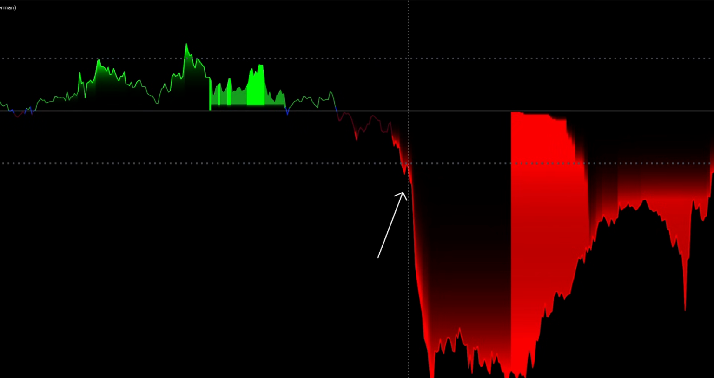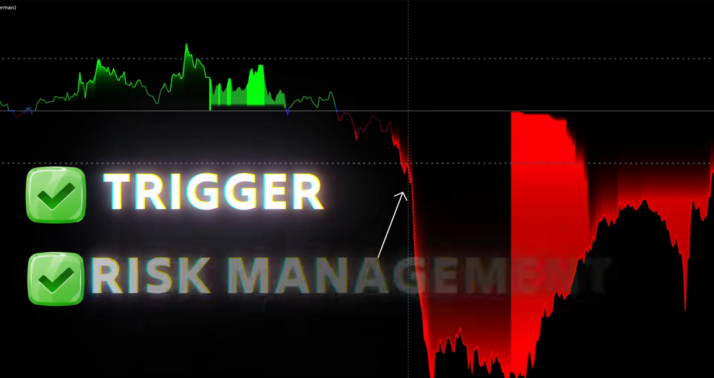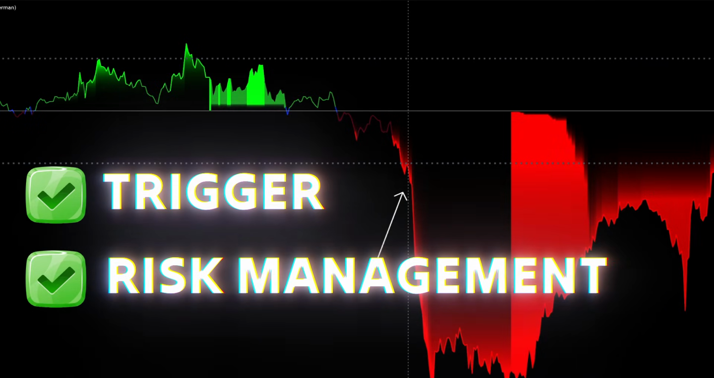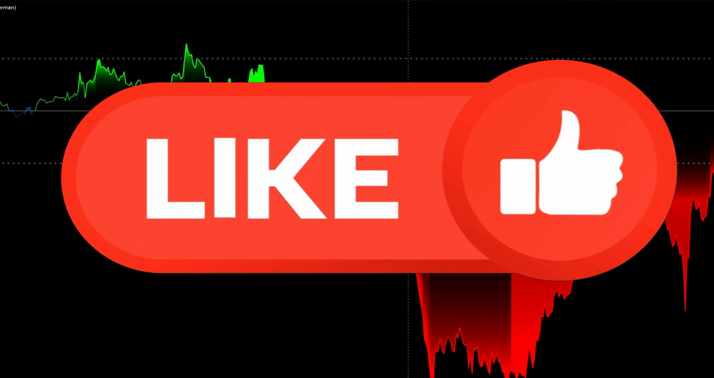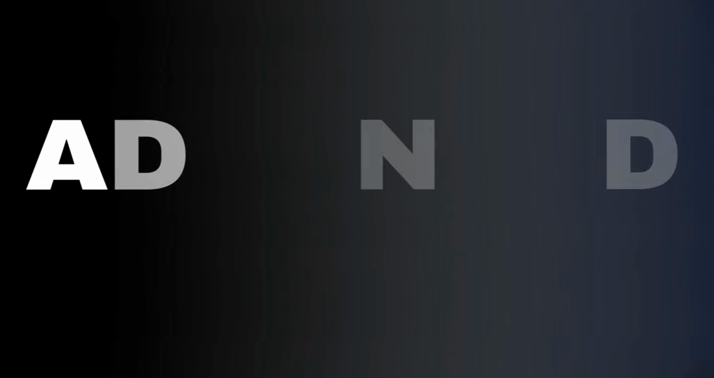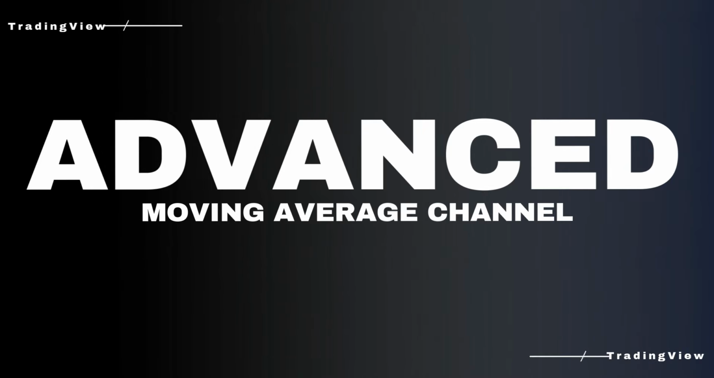However, we can't just enter a trade when a line breaks a band. We need a trigger and a solid risk management plan. So before we jump into the setup, go ahead and hit that like button and let's add the second piece of the puzzle, the advanced moving average channel.